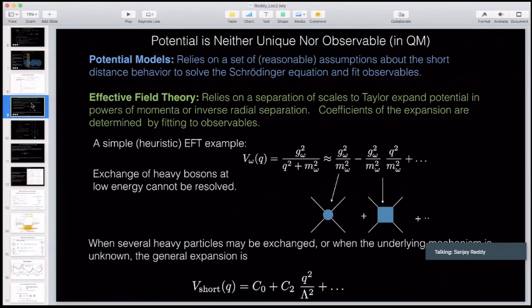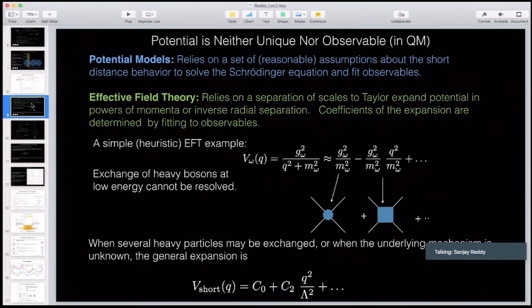So now, if I knew that this was the potential and I was doing a scattering experiment at low energies, what I would do is I would say, well, if the typical momentum exchange between the nucleons is small compared to the mass of this heavy particle, why not just expand this function in a Taylor series, and I would get a leading term, which is what would be g squared over m squared. So that would be a contact interaction. And then you would have a next order term, which is of order q squared over m squared. And that would be an interaction that depends on the momentum exchange between the particles.